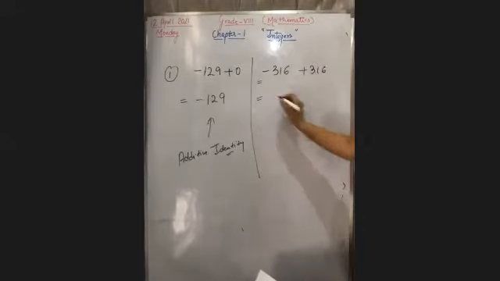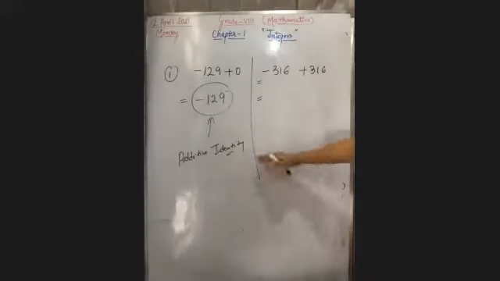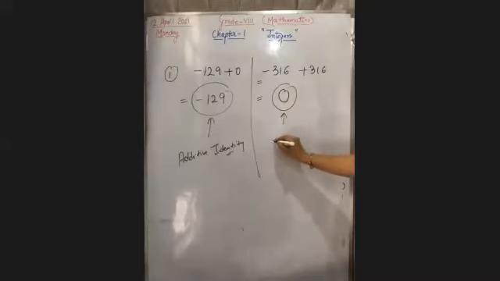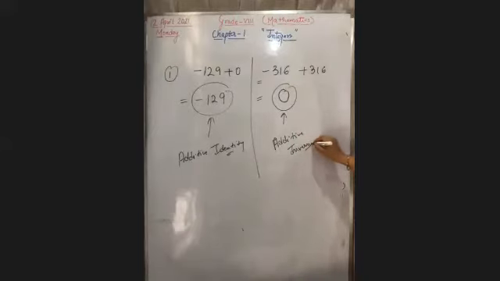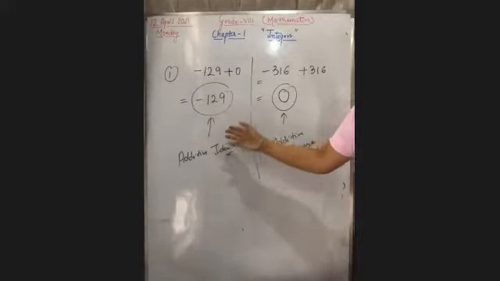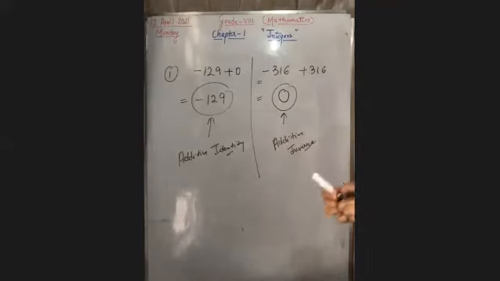So in the additive identity, your answer will be that number itself, and in the inverse, your answer will be always 0. So this is the concept of additive inverse, and that was the concept of additive identity. Here answer will be that number itself, either positive or negative. Here answer will be always 0. When you add any two values with opposite signs, answer will be always 0. Got it, everyone?